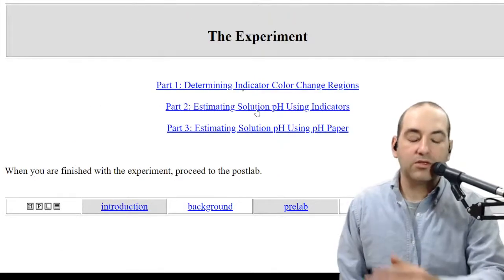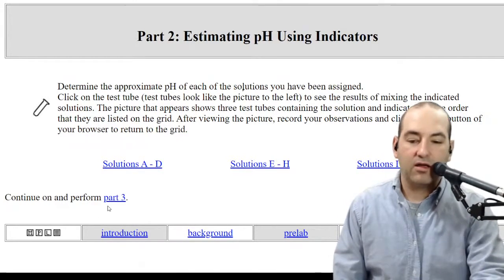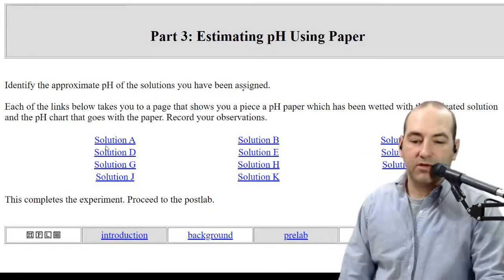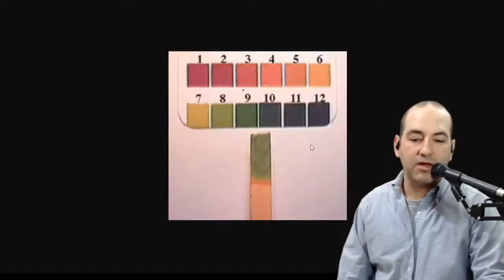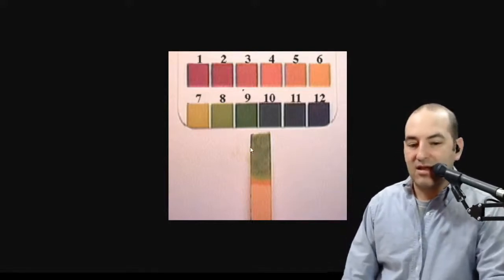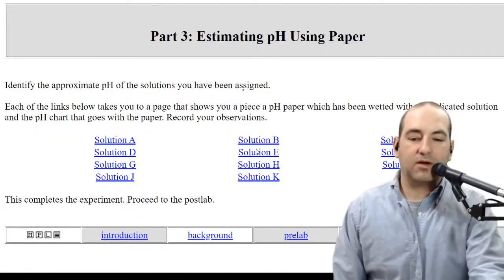That once you look at all the indicators, you should be able to get a pretty good range of what that pH is. And then you can confirm that in part 3 of the experiment, where you're looking at the same solutions that you picked from part A, but this time with pH paper. And pH paper gives you a really direct, clear indication of the pH. And like in this case, I would say that's definitely 8-ish. Still not as good as a pH meter, but a good pH there.